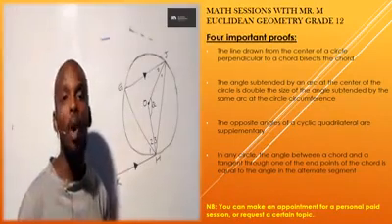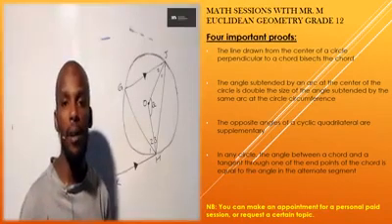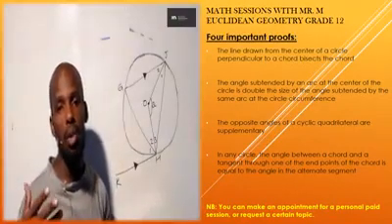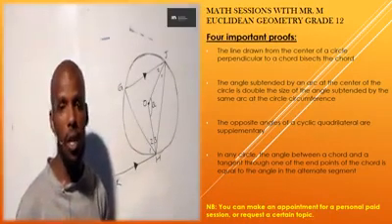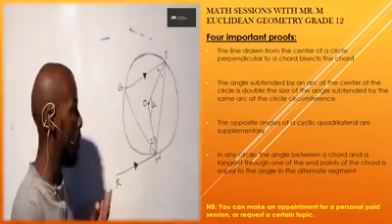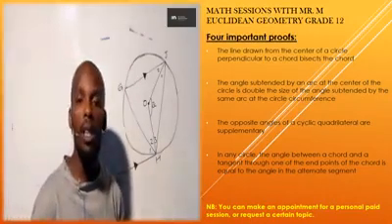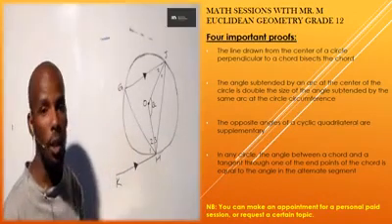Number 3, the opposite angles of a circular quadrilateral are supplementary, which means when you add them together, they must always give you 180 degrees. Number 4, the last one, is the angle between the tangent and the chord. They are equal to the angle in the alternate segment.